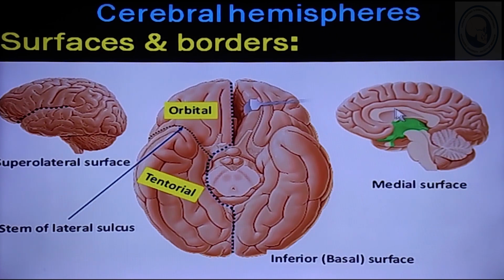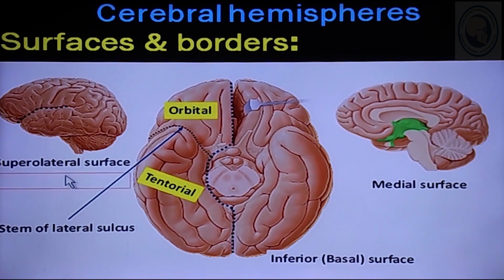What is the corpus callosum? We have different types of nerve fibers inside the cerebral hemispheres. The first type is called commissural fibers. The commissural fibers connect the same cortical areas in the two cerebral hemispheres, so these fibers cross the midline. When you cut the brain in the midline, in the sagittal section, while you are looking at the medial surface, you will find the corpus callosum. This is the major and the largest of the commissural fibers.